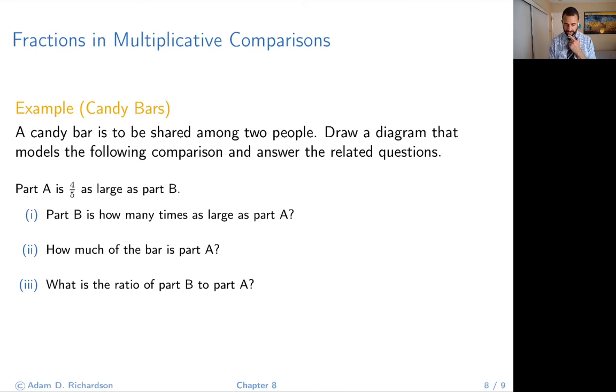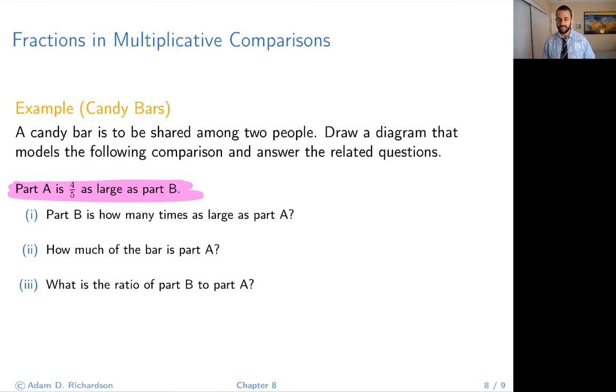Okay, so the first thing we're given here is this. In this candy bar, part A is 4/5 as large as part B. So what that means is if I took B, the length B, and I cut it into 5 pieces, A would be 4 of those pieces. So let's draw a picture here.